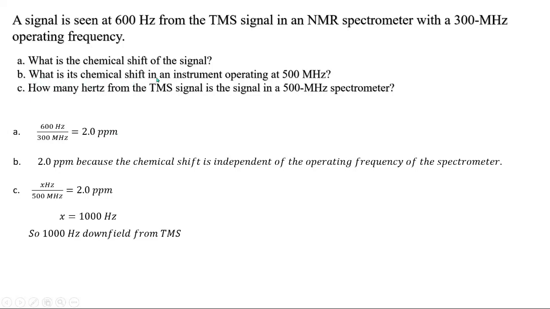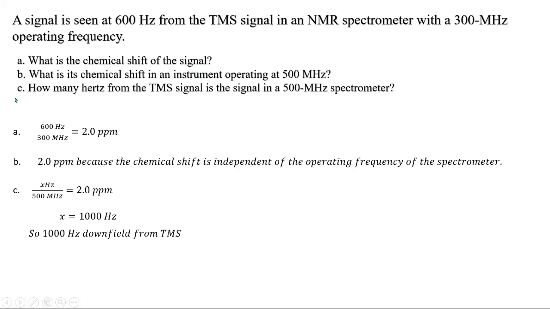What is the chemical shift in an instrument operating at 500 megahertz? If you know the concept, the chemical shift value will never change if you change the NMR spectrometer's magnetic field strength. That is, if you go from 300 to 500 to 700 to 900, the chemical shift will never change. You have to remember this. Whichever NMR spectrometer you take, the chemical shift value will always remain the same. So that will be only 2 ppm. For 500 megahertz also, that will be 2 ppm.